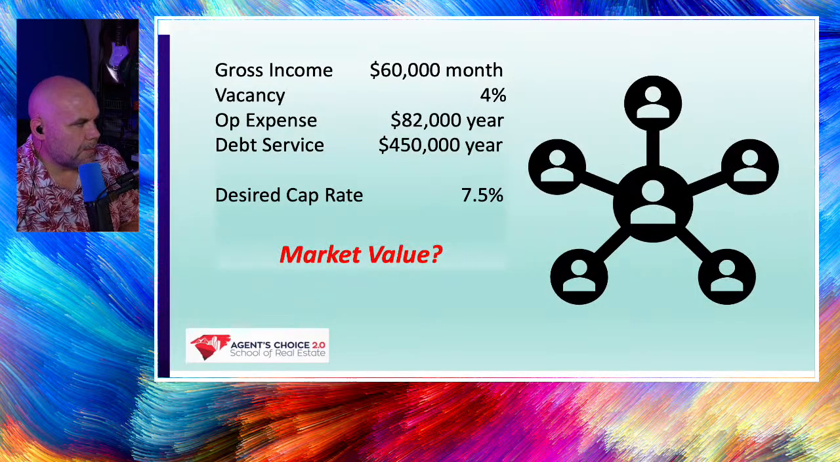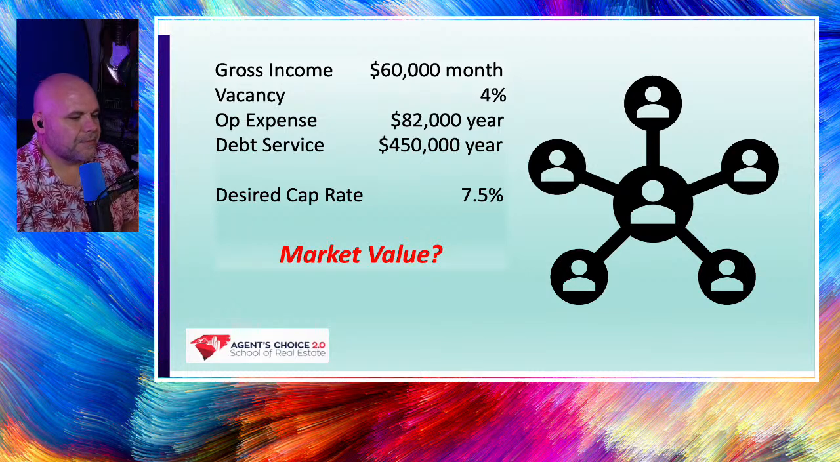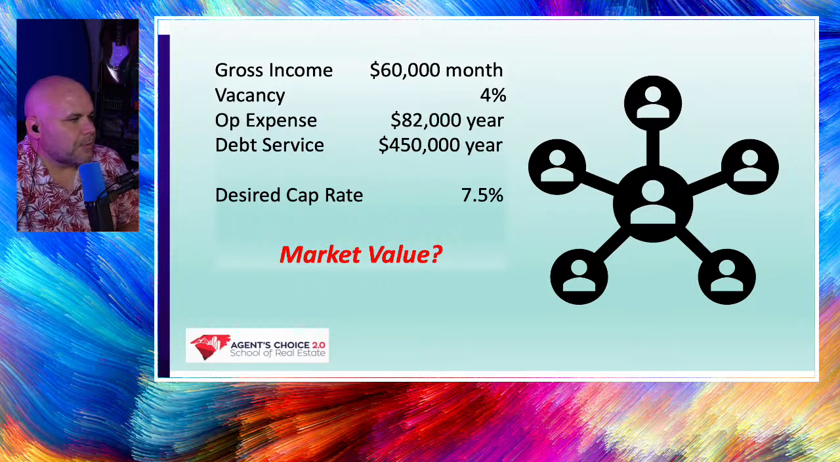What about this one? The gross income is $60,000 a month. The vacancy is 4%. The operating expenses are $82,000 a year. The debt service is $450,000 a year. And the desired cap rate is 7.5%. Given all of these things, what would be the market value? I'm going to give you a little bit of time on this one.